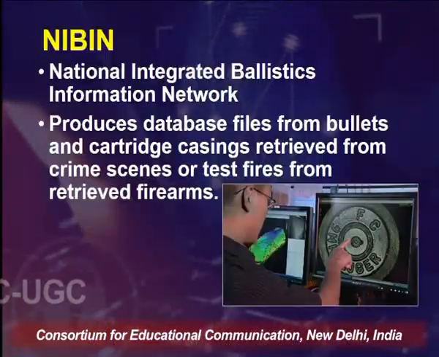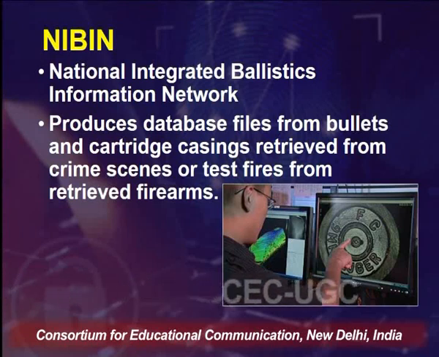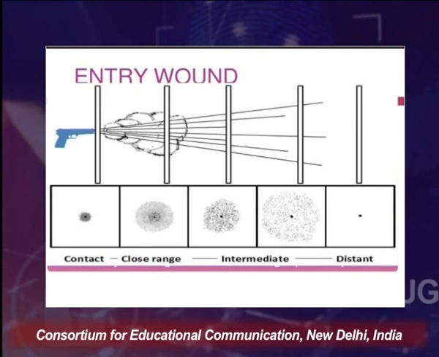As we have IBIS, Integrated Ballistics Identification System, we have another system, the National Integrated Ballistic Information Network. They produce database files from bullets and cartridge casings retrieved from crime scenes or test fires from various retrieved firearms. Whenever we have any comparison images for any comparison, we keep the digital images in the NIBIN system or the IBIS system.